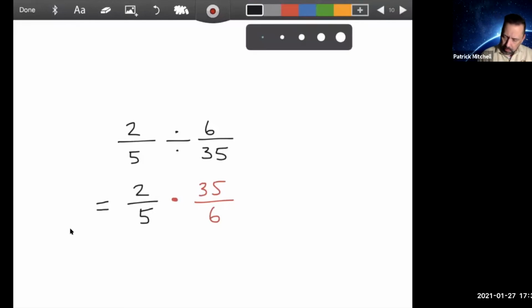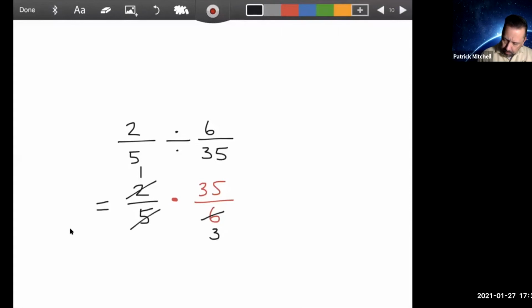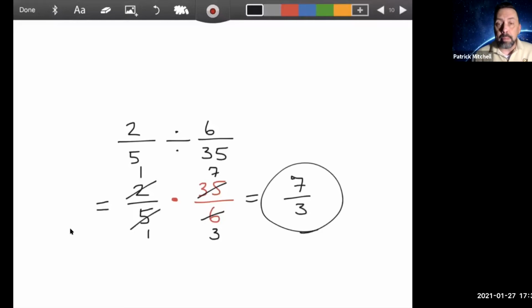So in this case, it's going to be 2 and 6. You can take out a factor 2. 5 and 35, you can take out a factor 7. And the answer is 7/3. And remember, we don't mind improper fractions as answers in algebra, unless maybe it's a word problem, and then I might write it as a mixed number or as a decimal.